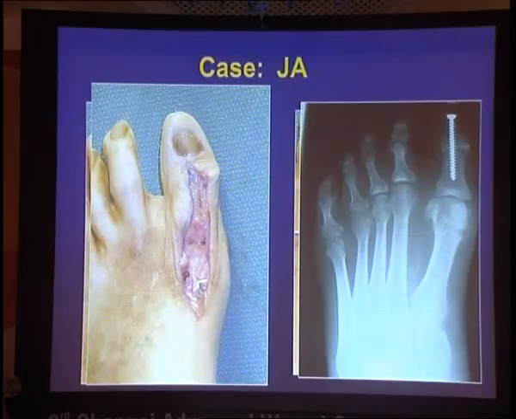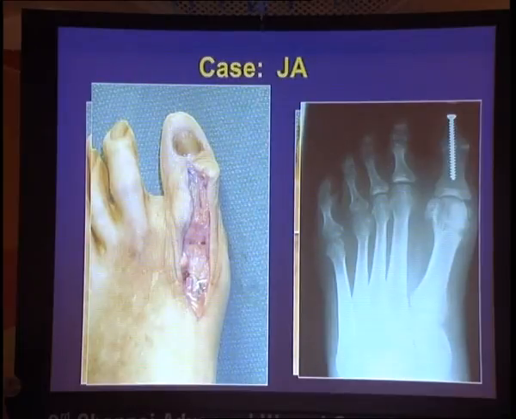So we're detaching this deforming force that's been causing ulceration, and we're turning this tendon that was a deforming force into a corrective force. By transferring this tendon, it now lifts up the first metatarsal and therefore takes the pressure off, long term. This is not short term.